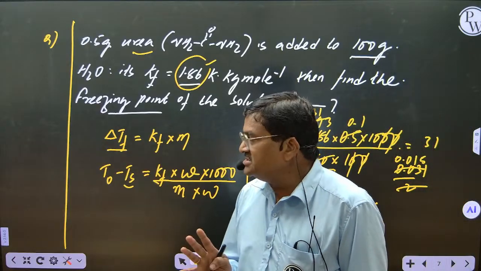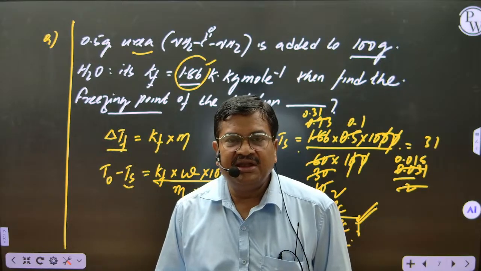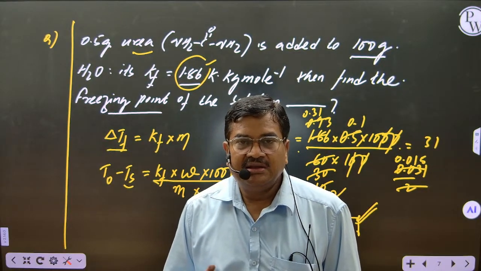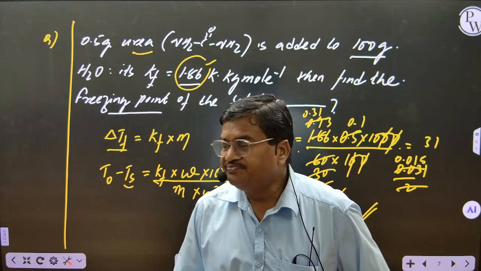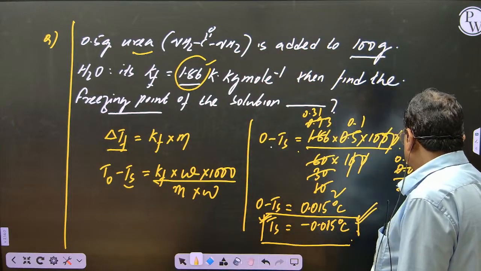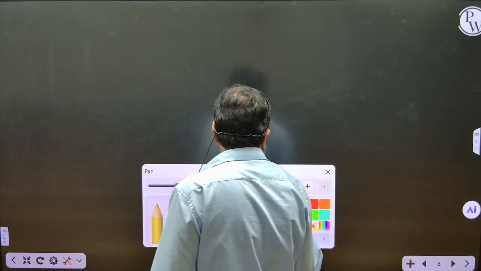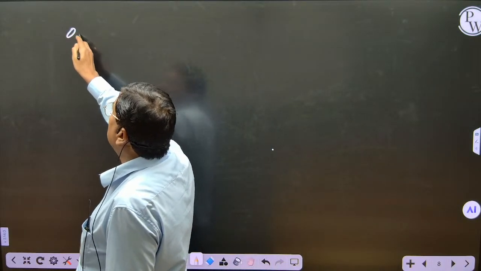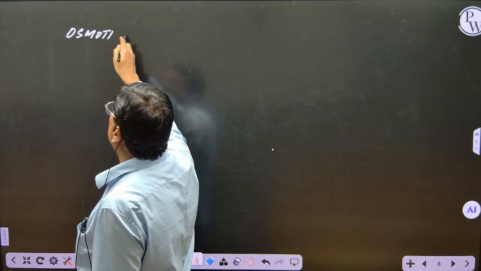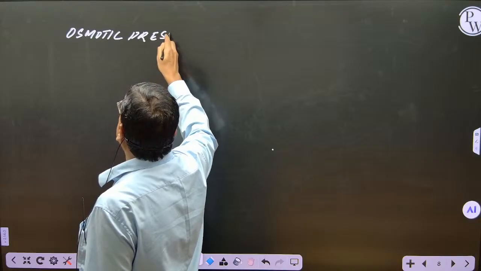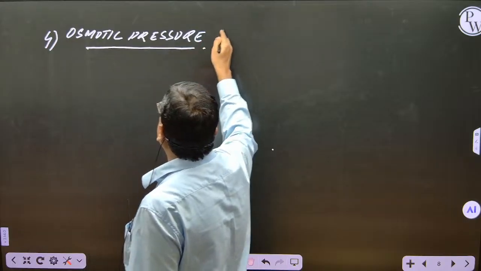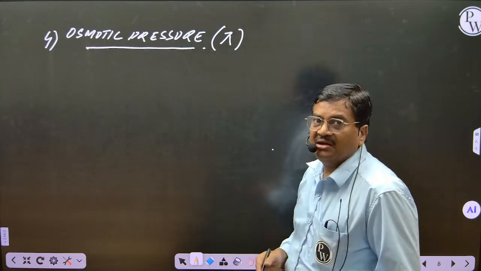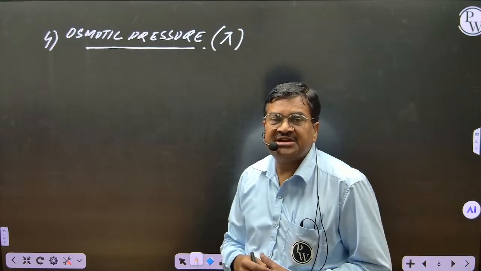No doubt, right? Now with this colligative property, relative lowering of vapor pressure we did, elevation in boiling point we did, and depression in freezing point we did. What is the last colligative property? Osmotic pressure. Right, heading osmotic pressure. Osmotic pressure. This is the fourth colligative property in solutions we are having. Osmotic pressure, now onwards we show with the symbol pi. This is the symbol for osmotic pressure, pi.